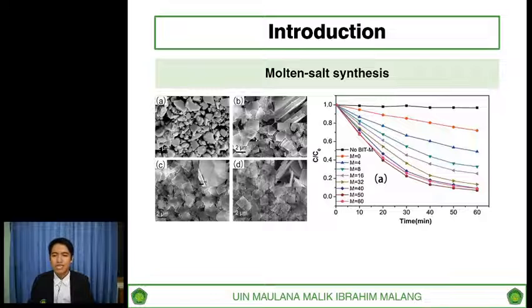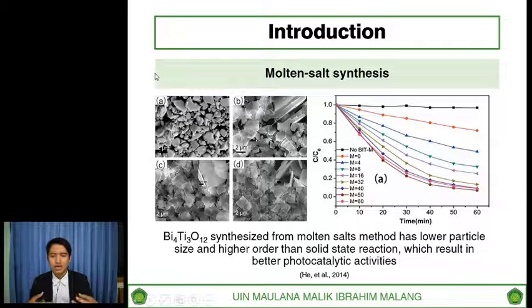Here is the evidence that the molten salt method gives a better morphology than solid state reaction. In the picture, we know that molten salt products have better uniformity in size and shape than the solid state product shown in picture A. And from the graph, we know that this affects the photocatalytic activity, because the solid state reaction product has the lowest photocatalytic activity compared to the molten salt one.